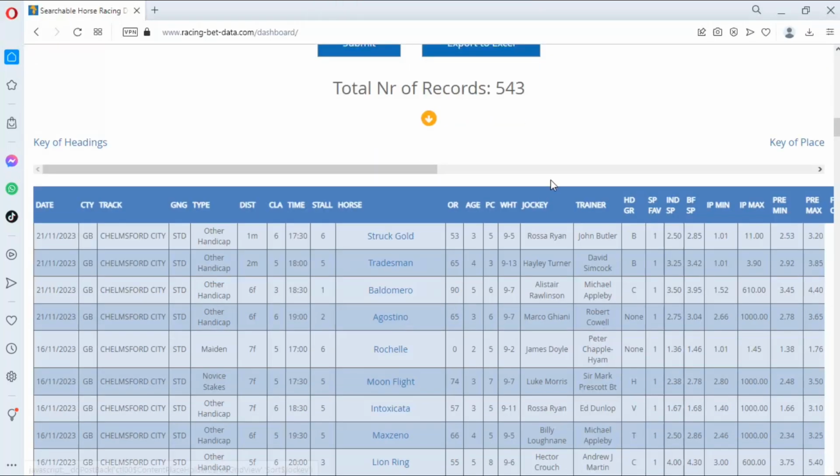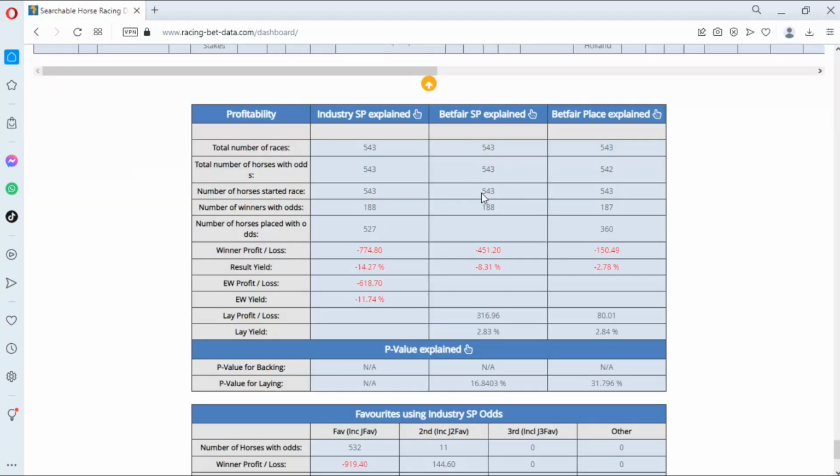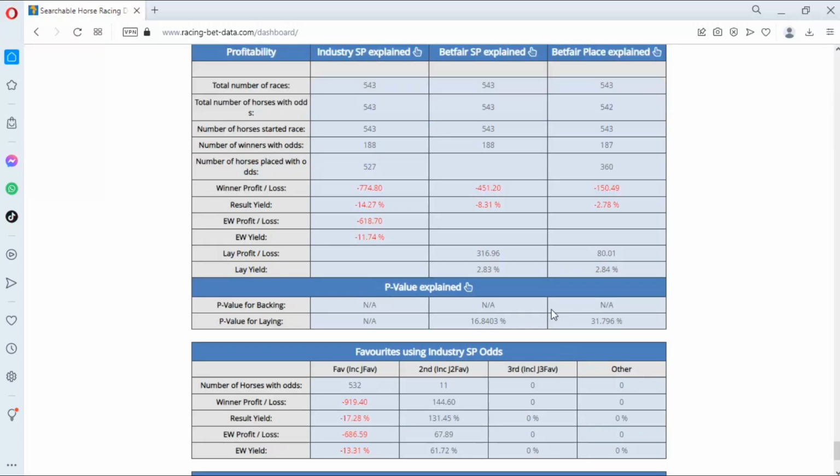Okay, there we go. So we've got 543 records. I'm going to scroll down to the output table. We've done several videos on the output and how you can use that data, but we're just going to scroll down to the bottom. And you can see here, p-value explained. So what we have here, if we had backed all of these selections, we would have been in a negative. So we would have lost, so there's no p-value.